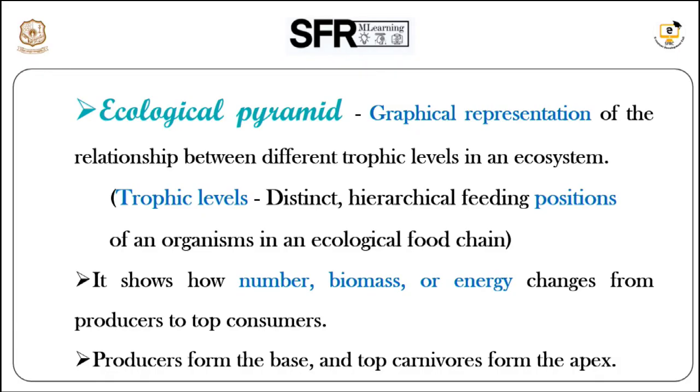So what can we infer from the ecological pyramids? We can get the number of such organisms, and we can have an ecological pyramid even based on the biomass, that is weight, and then the pyramid of energy also we can get. Okay. So this pyramid changes from producer level to top consumer. Okay. And the producer, in most ecological pyramids, forms the base, and top carnivores will be at the apex. So in between these you can find the primary consumers and secondary consumers like that.